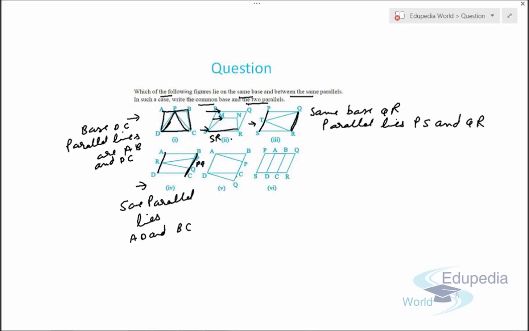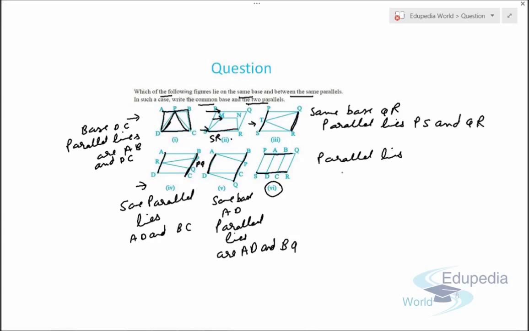Now, if you see this figure properly, they have the same base AD, and they are between the same parallel lines AD and BQ. So the parallel lines are AD and BQ. Now, if you see the last figure properly, they lie between the same parallel lines SR and PQ.